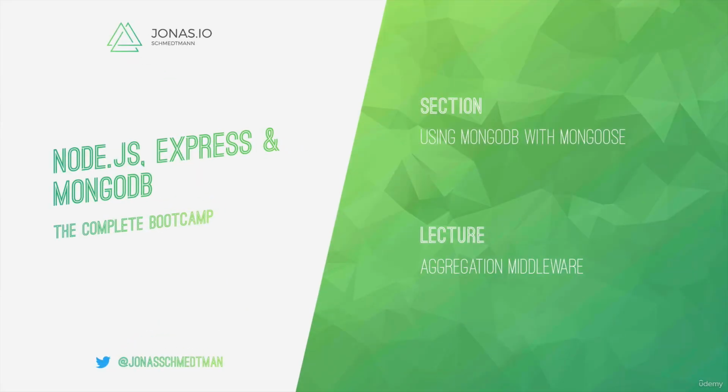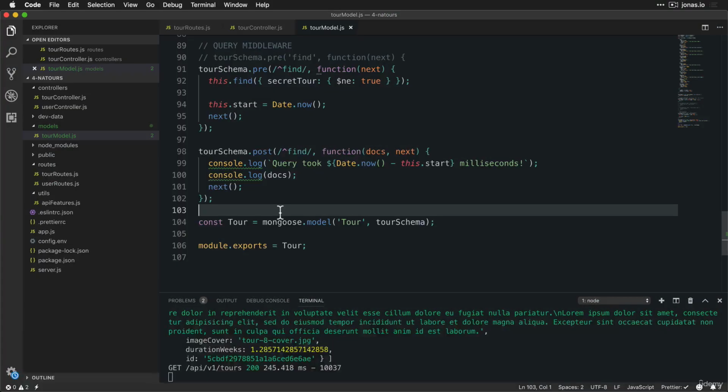So we learned about document and query middleware, and now the last middleware that we're going to talk about is aggregation middleware. And as you can probably guess, aggregation middleware allows us to add hooks before or after an aggregation happens. And so let's now actually continue with our previous example where we did hide the secret tours from the queries. Now in an aggregation, the secret tours are still being used, right?